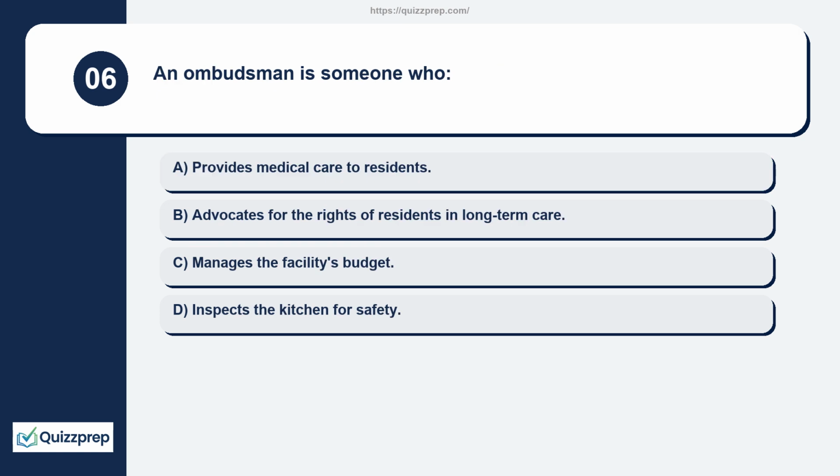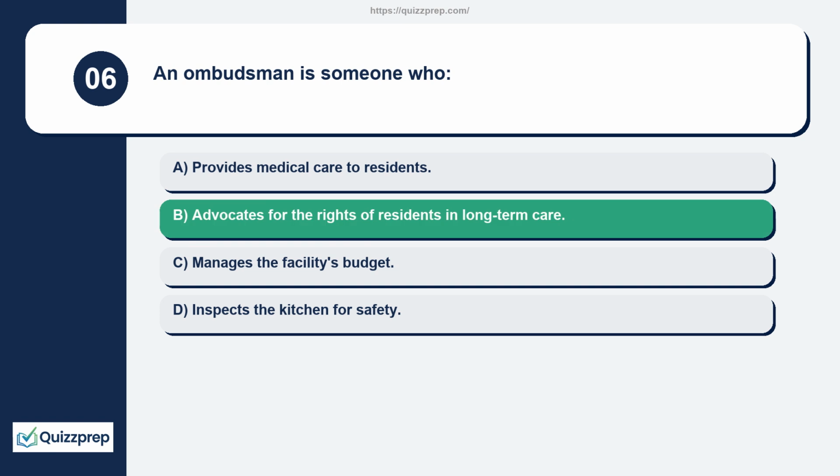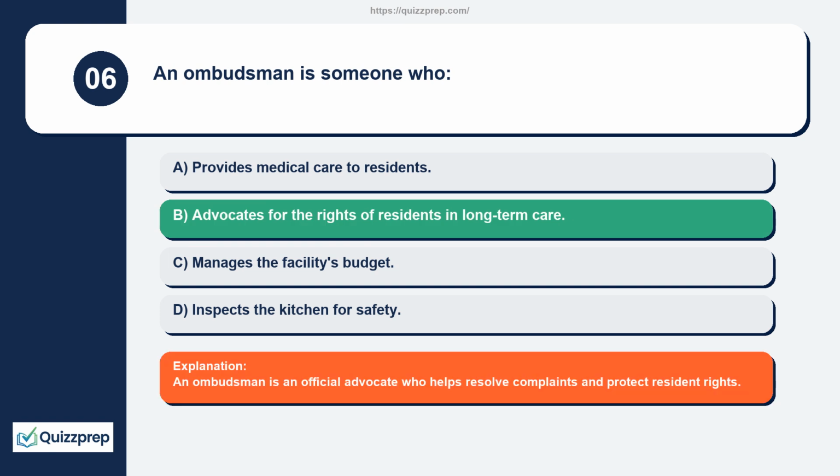Question 6. An ombudsman is someone who provides medical care to residents, advocates for the rights of residents in long-term care, manages the facility's budget, inspects the kitchen for safety. An ombudsman is an official advocate who helps resolve complaints and protect resident rights.